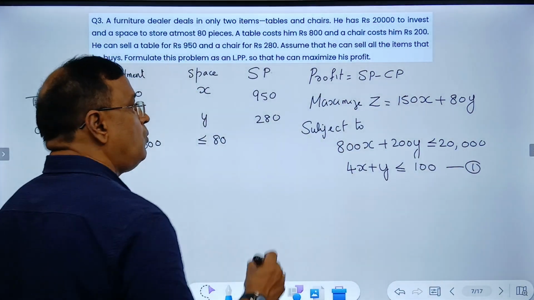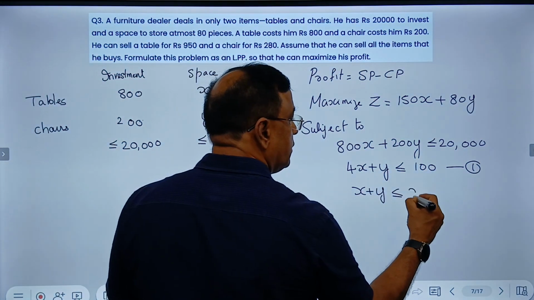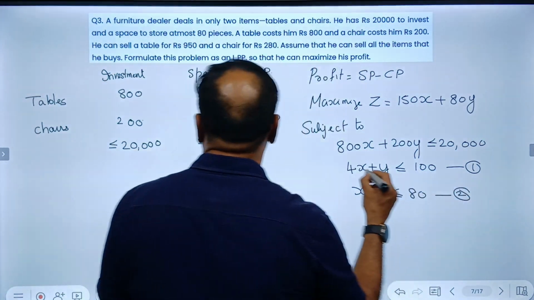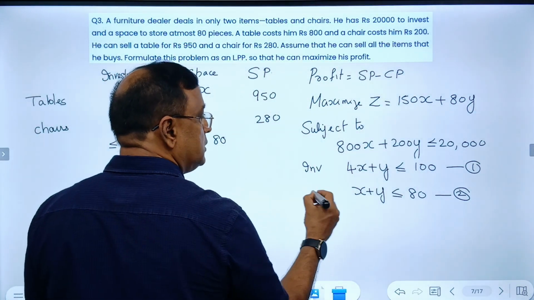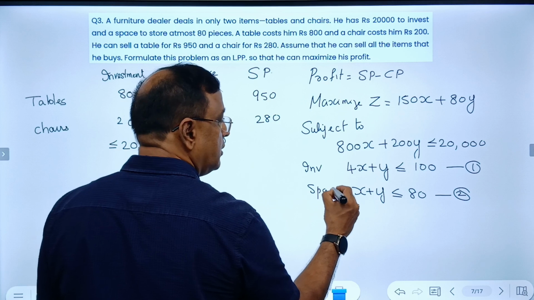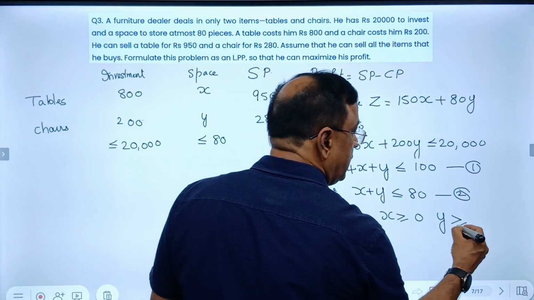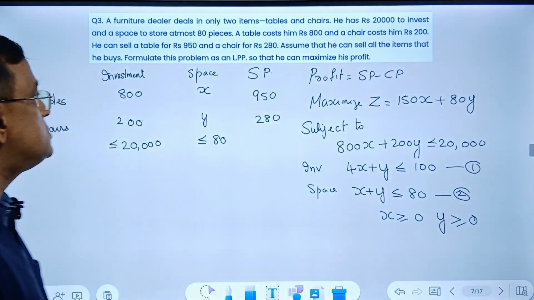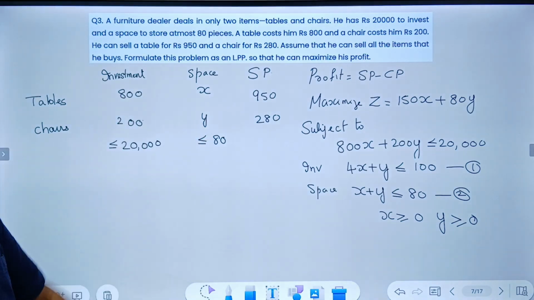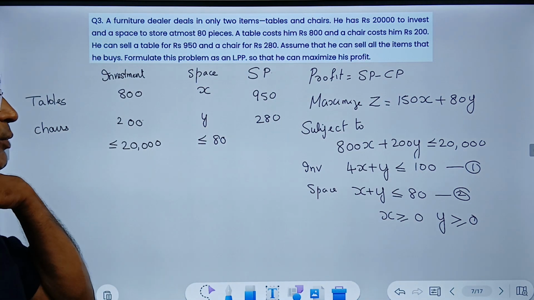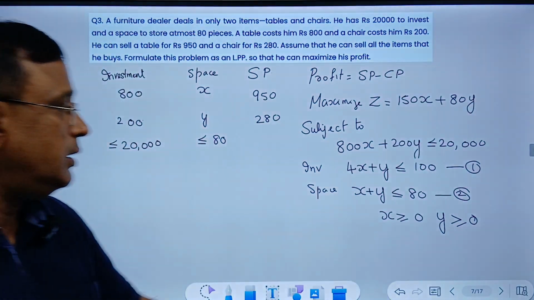Correct? Now what is the other constraint? x plus y is less than or equal to 80. This is my investment constraint, and this is my space constraint. And you have the non-negative constraints: x greater than or equal to 0, y greater than or equal to 0. So you have formulated the LPP. With that, we completed exercise 15.1, where there are 3 questions. Here we deal only with formulating the LPP. We don't solve it.